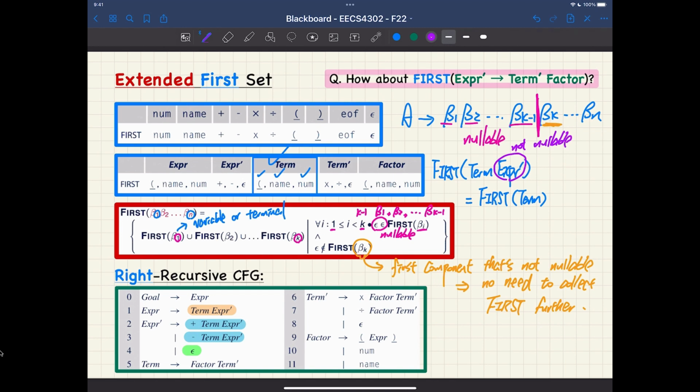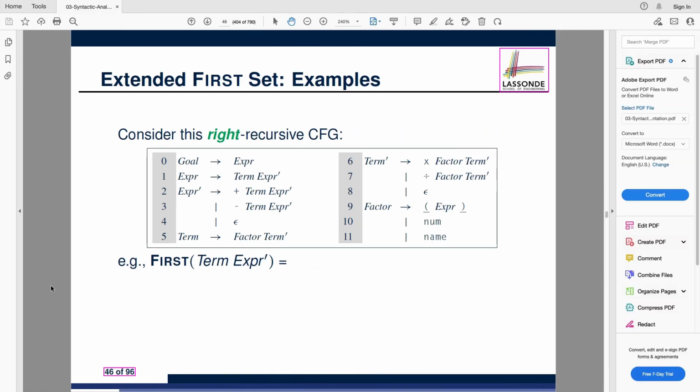Or to be more precise, epsilon is not a member of the first of expression prime. So in this case, that's all we have to calculate. Okay? What would that be? That would be just the first of term, which would be all these: the name, and also the number. That's what you will see over here. Like that. All right, are we okay with that?